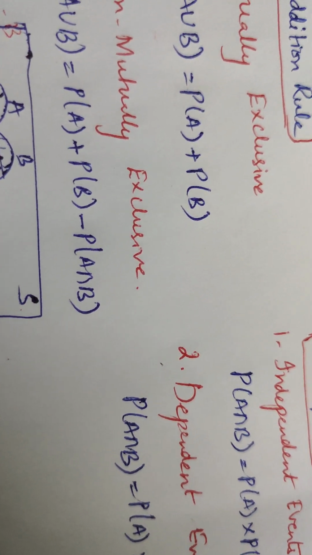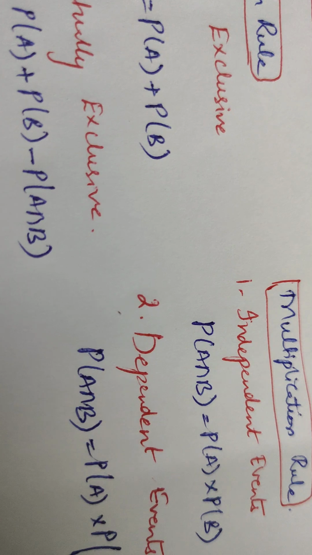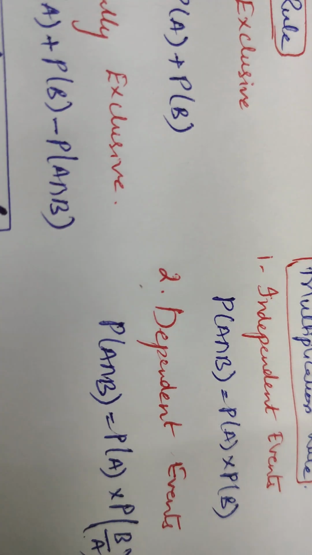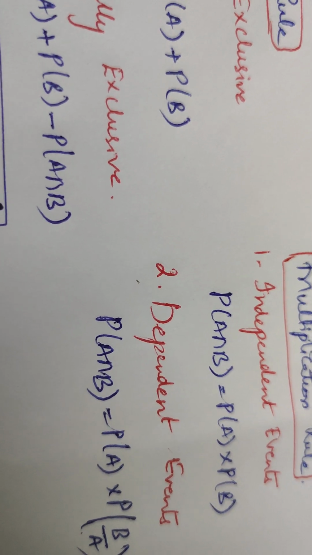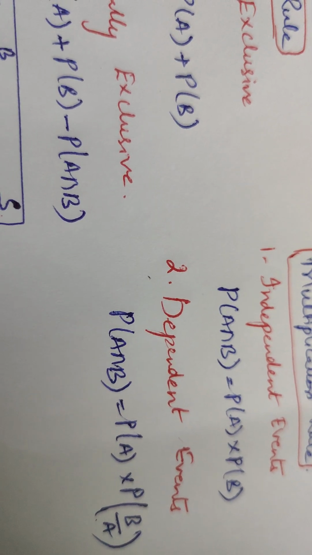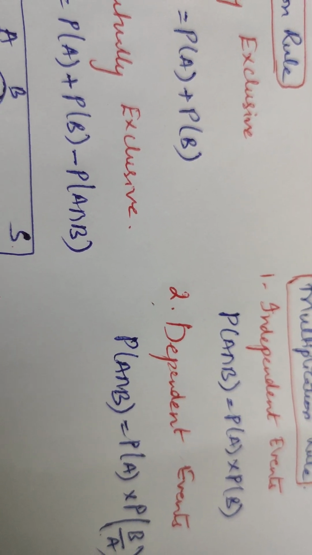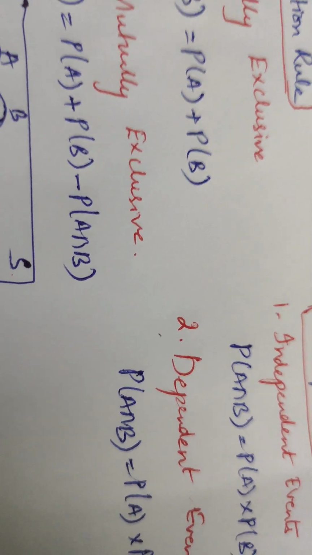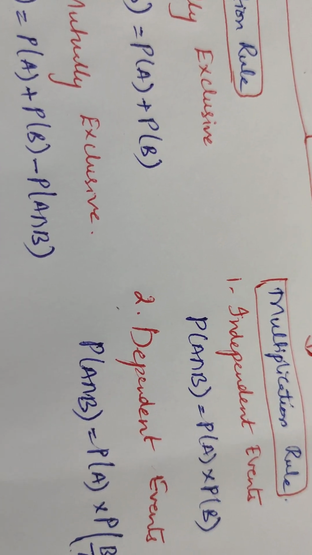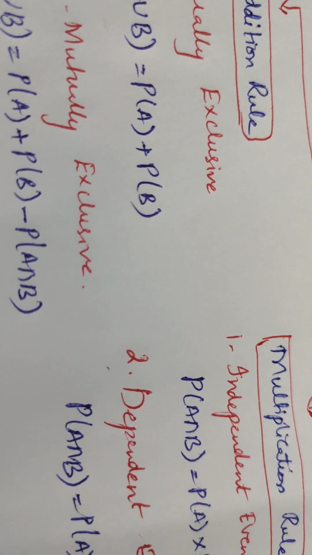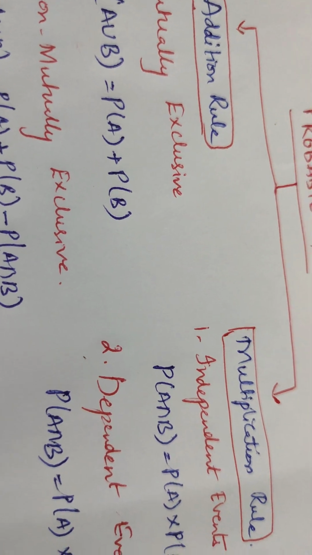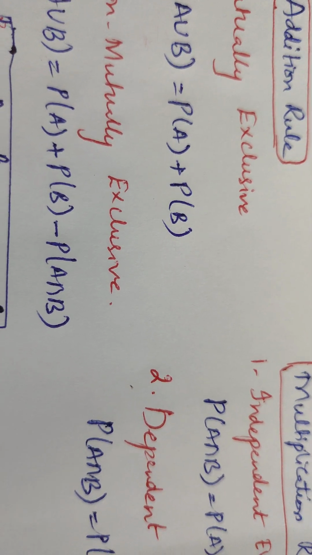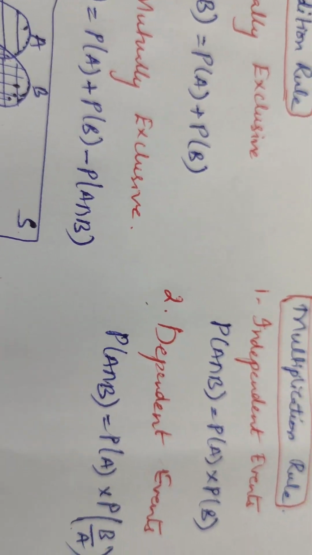Similarly, we have the multiplication rule, in which we have independent events and dependent events. Again, here if we consider the sample space as S and A and B as two sets, then what is your multiplication theorem stating? The multiplication theorem states that the probability of two events occurring simultaneously is the product of their individual probabilities. So that's what we are doing.